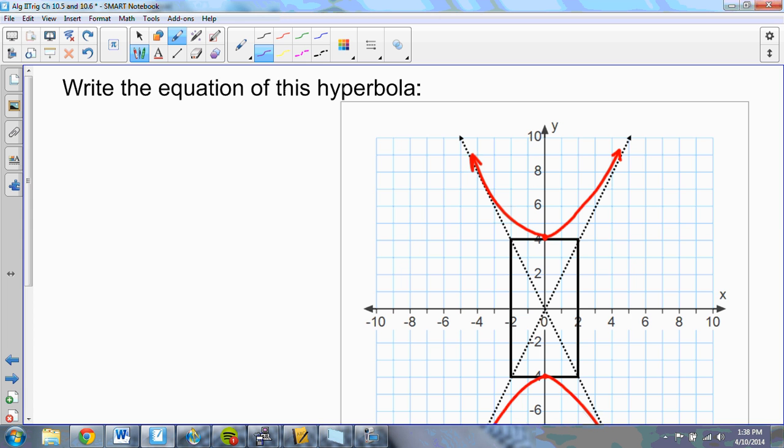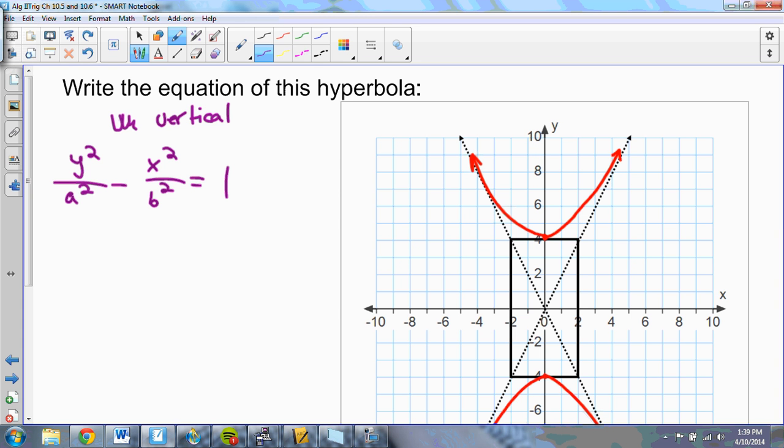Okay, what do we have? Yeah, Lindsay? Well, we know it's a vertical orientation, so you know that you're going to have y squared over a squared minus x squared over b squared equals 1. Always equal to 1. Good.